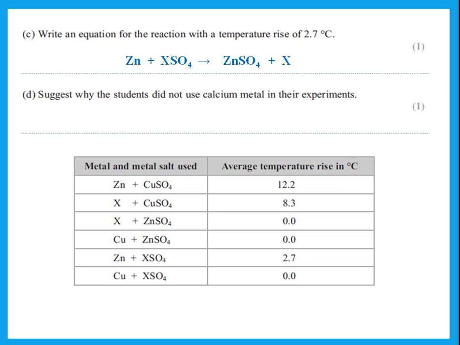Next: why the students did not use calcium in these experiments. Why do you think they did not use calcium? Remember that calcium is too reactive. It's way at the top of the electrochemical series with potassium and sodium and so on. So these would be too violent. The reactions would be too violent or too vigorous. This is because the calcium is too reactive.